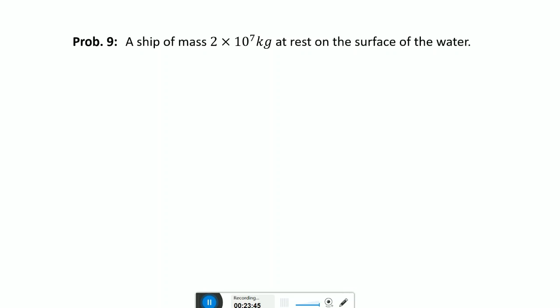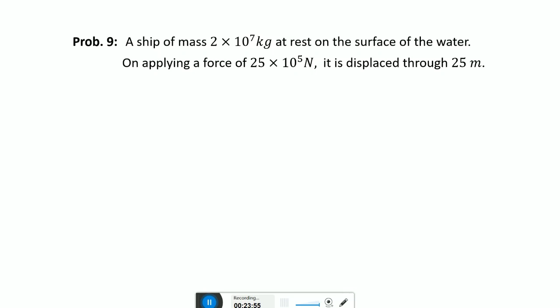Then problem 9th. A ship of mass 2 into 10 raised to 7 kg at rest on the surface of the water. On applying a force of 25 into 10 raised to 5 Newton, it is displaced through 25 meter. Calculate the speed of ship after the displacement. Speed of ship means we have to find out V.